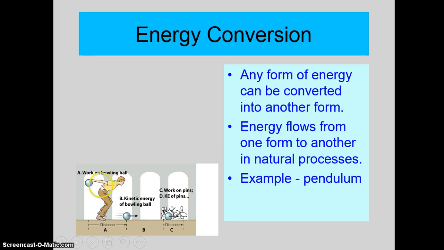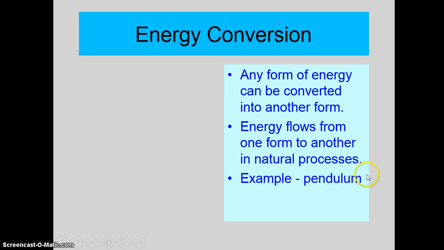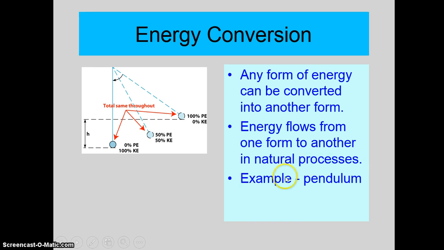For example, let's take a look at the bowler. The bowler does work against the bowling ball by giving it kinetic energy. The ball rolls down the lane. It actually has rotational kinetic energy as it does so. We didn't really talk about that, but that's another form of energy. And then it'll do work against the pins by giving them some kinetic energy, if you're lucky enough to hit the pins.